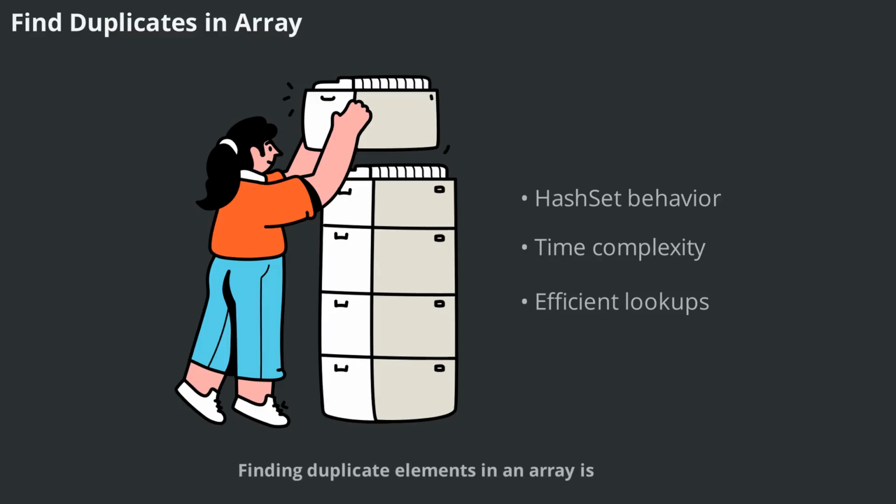Finding duplicate elements in an array is one of the most repeated array questions. You'll use a hash set to track seen elements and print any duplicates you encounter. This question is all about understanding set behavior, time complexity, and efficient lookups. Interviewers love it because it quickly reveals your grasp of Java collections and your approach to common problems.